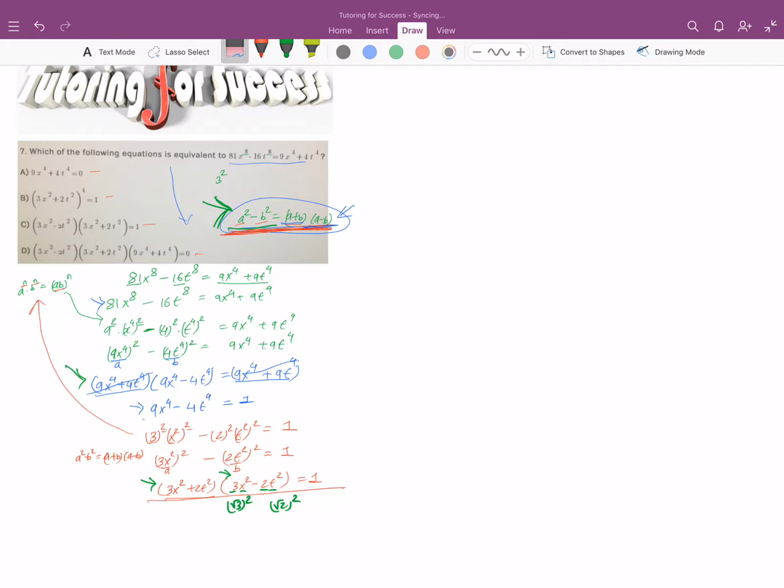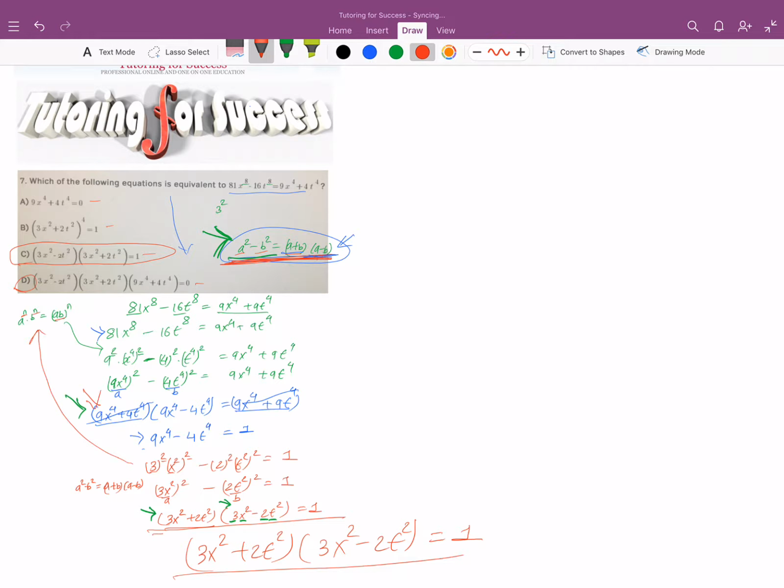The answer that we have is this. So let me erase this. This is not our answer. So this is our answer. You would have 3x squared plus 2t squared in one parenthesis, and you would have 3x squared minus 2t squared in another parenthesis equal 1. And that is what you found, and that would be your answer C. Okay? And definitely not D, because you would get rid of it right here, and by this part, you would no longer have that term with you. So your choice would be C.